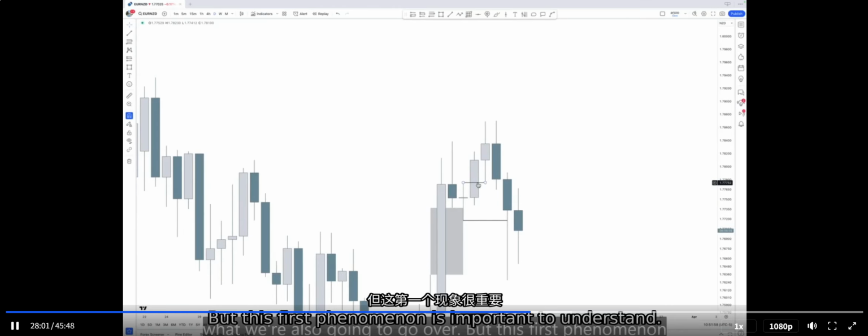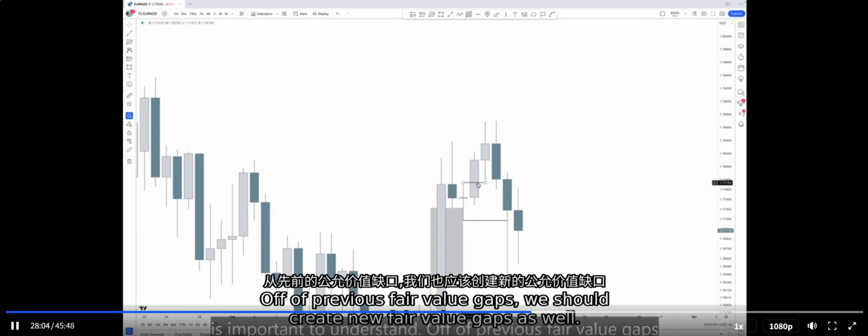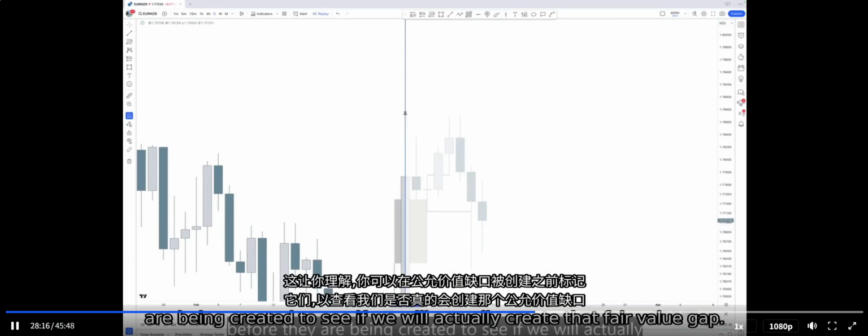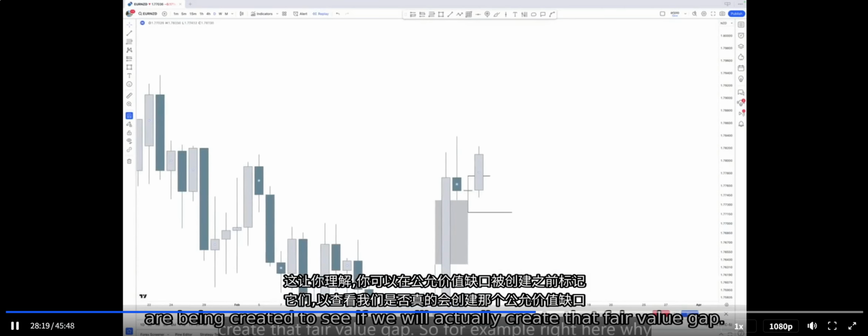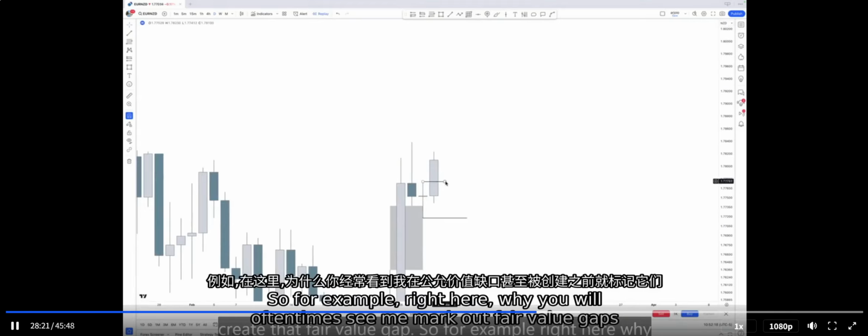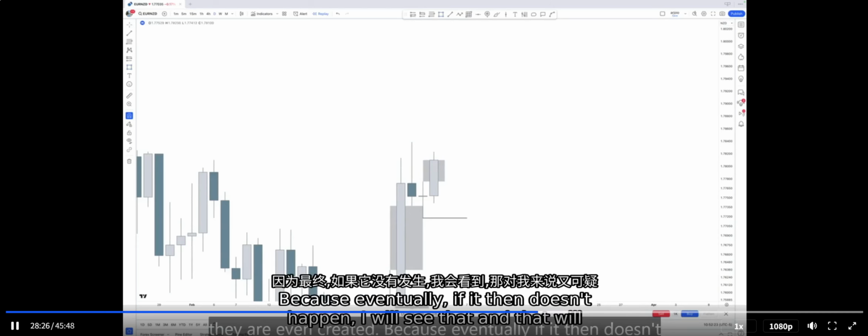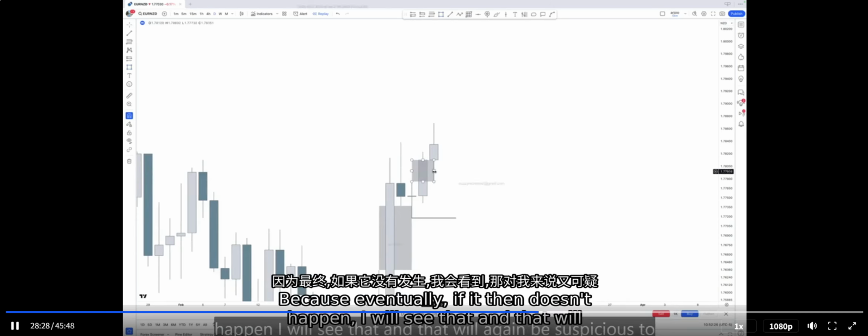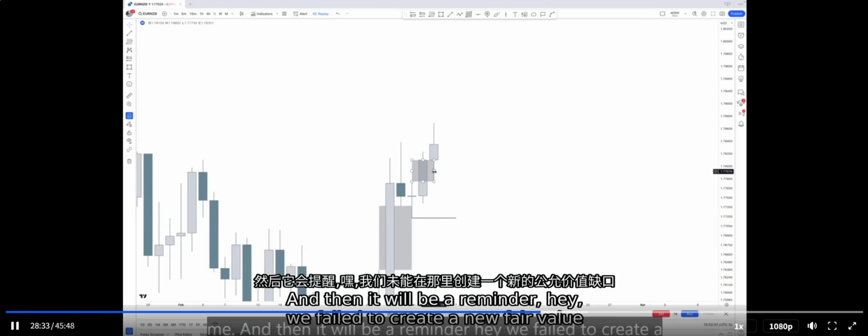But this first phenomenon is important to understand. Off of previous fair value gaps, we should create new fair value gaps as well. So that leads you to an understanding that you can mark out fair value gaps before they are being created, to see if we will actually create that fair value gap. So for example, right here, why you will oftentimes see me mark out fair value gaps before they're even created, because eventually, if it then doesn't happen, I will see that, and that will again be suspicious to me. And then it will be a reminder: hey, we failed to create a new fair value gap right there.